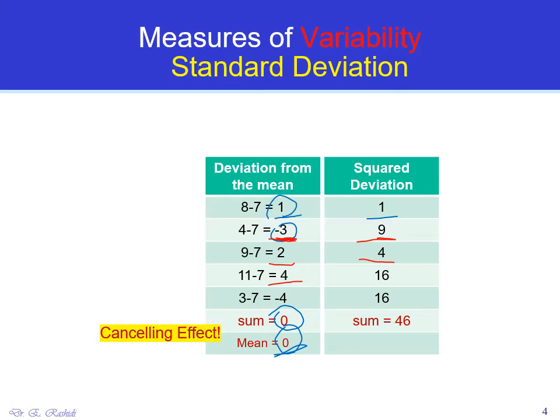The deviation here is 4. We square it, and we get 16. The deviation is -4 here, and we square it and it becomes 16. So as you see here, what happens is we get rid of negative values. We would only have positive values. And if we sum them up, we would have a non-zero value because there is no cancellation effect. We would have a positive summation.